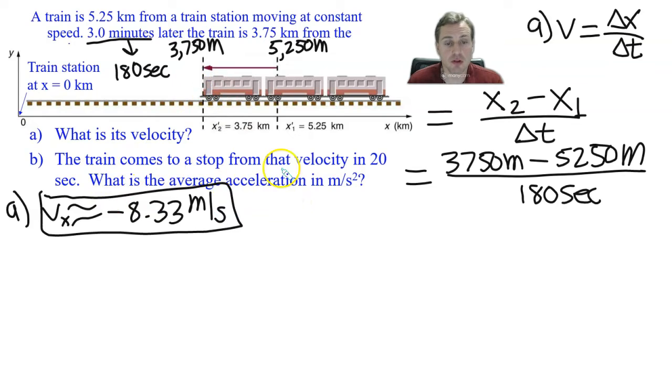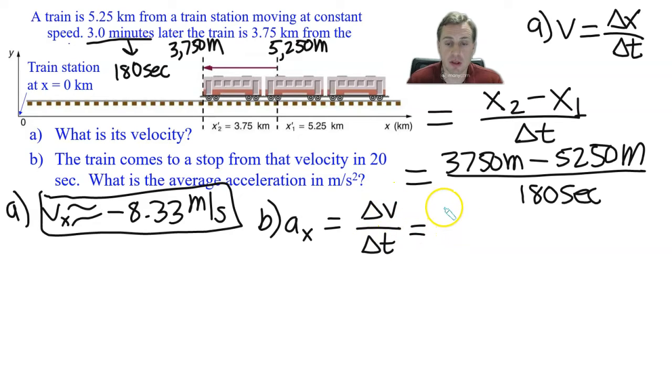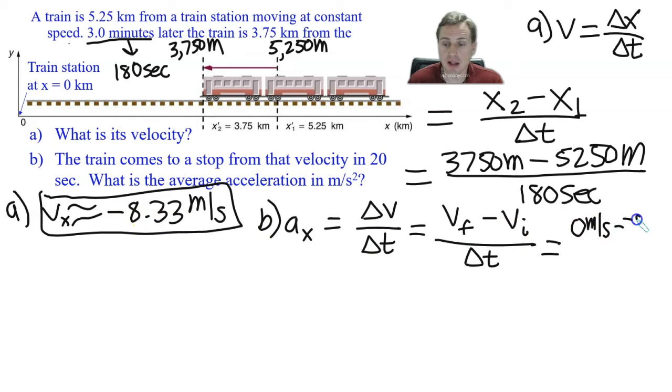So from that speed, the train comes to a stop in 20 seconds. What's the average acceleration in meters per second squared? If we want the acceleration in the x direction, that's the change in velocity over the change in time. We know that the change in velocity is going to be v final minus v initial. And the time was given, that's going to be 20 seconds. It comes to a stop, so v final is 0 meters per second. The initial velocity is negative, so we do minus negative 8.33 meters per second. And we divide that by 20 seconds.